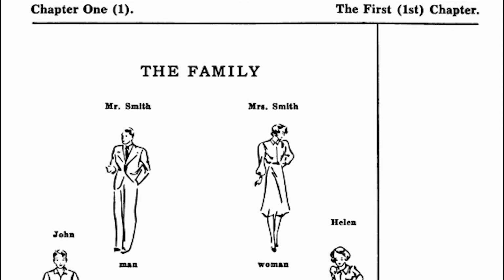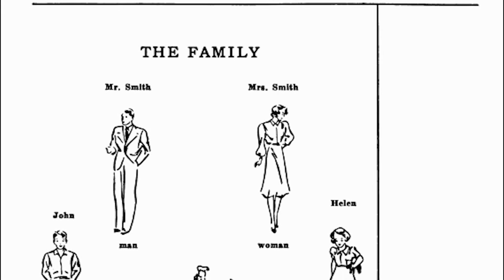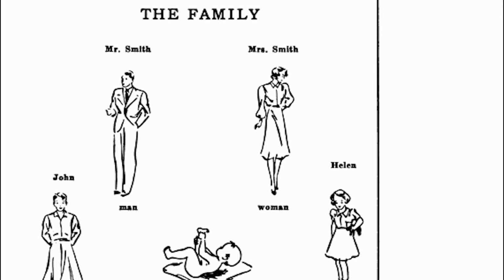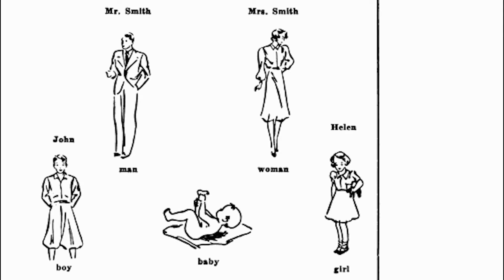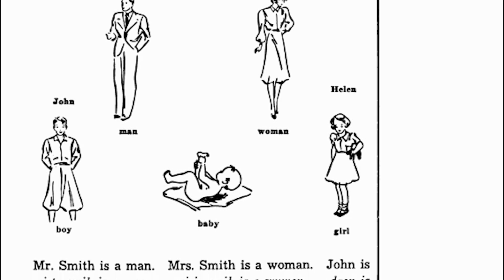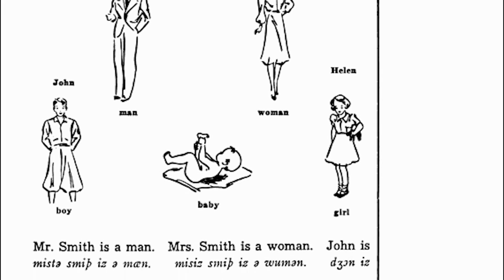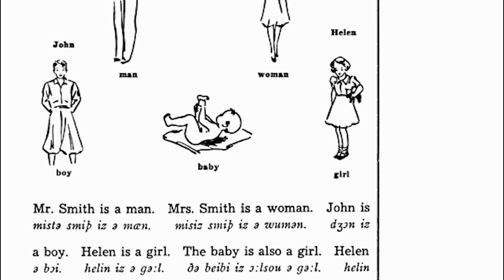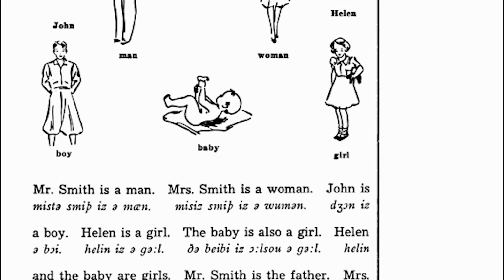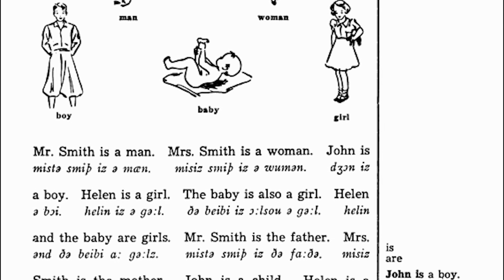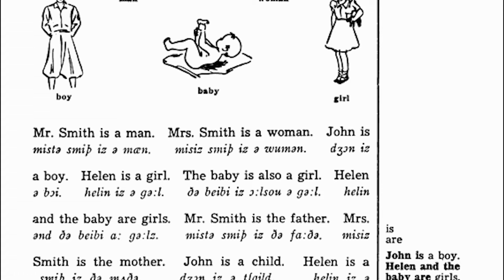Chapter 1. The Family. Mr. Smith, man. Mrs. Smith, woman. John, boy. Helen, girl. Baby. Mr. Smith is a man. Mrs. Smith is a woman. John is a boy. Helen is a girl. The baby is also a girl. Helen and the baby are girls.